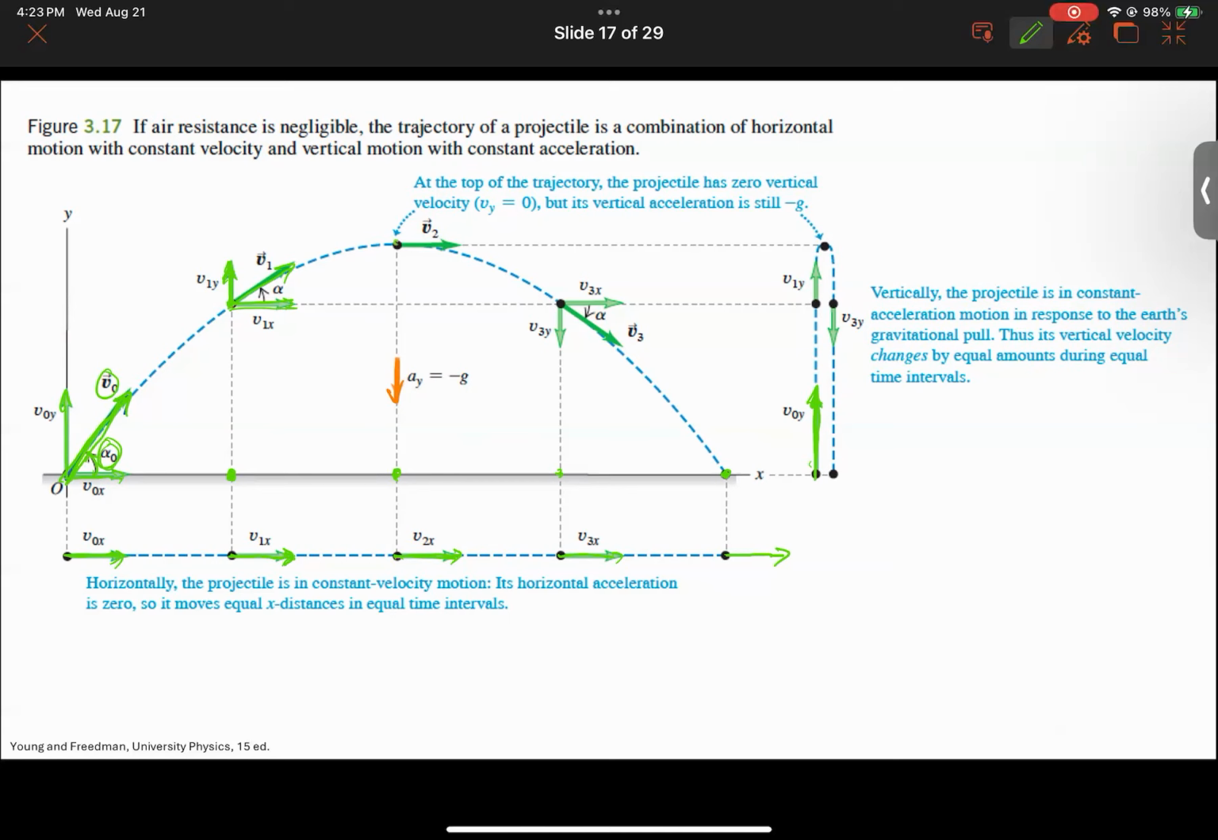Now, at the topmost point, walang velocity along the y-axis. Meron ka pa ring velocity along the x-axis kasi nga hindi nagbabago yung velocities horizontally dahil walang acceleration. Okay, so meron ka pa ring velocity at the topmost point, and its only component is along the x-axis. So wala siyang y component.